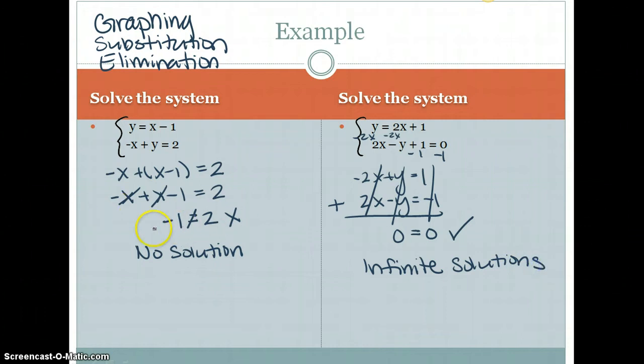You'll notice the key is that this is a false statement, negative 1 doesn't equal 2, but yet 0 does equal 0. It doesn't always have to be 0 equals 0. Depending on the way you solve it, you may get 7 is equal to 7, or 5 is equal to 5. Anything like that would indicate still a true statement, and thus infinite solutions.